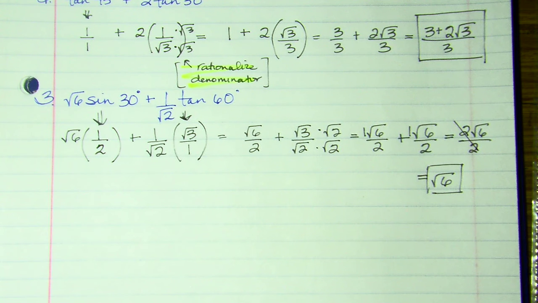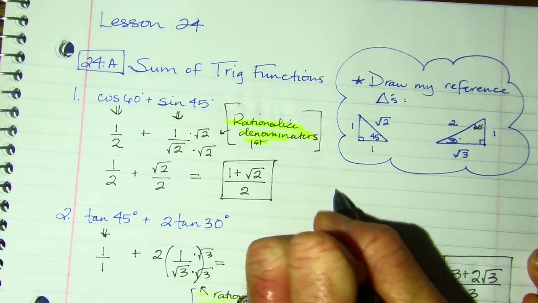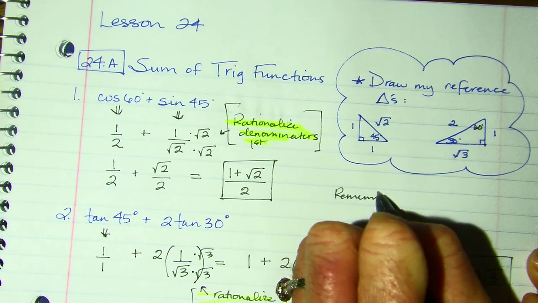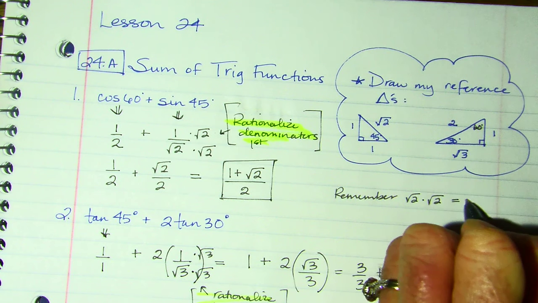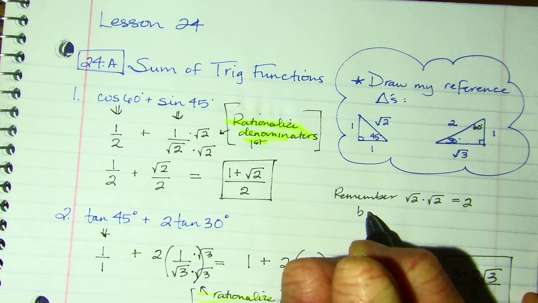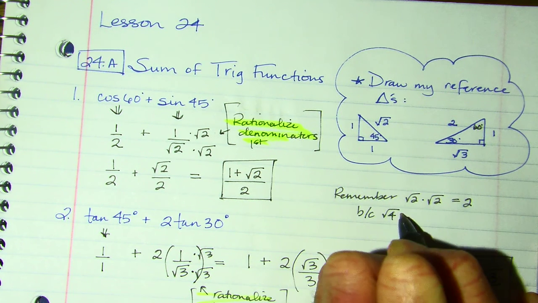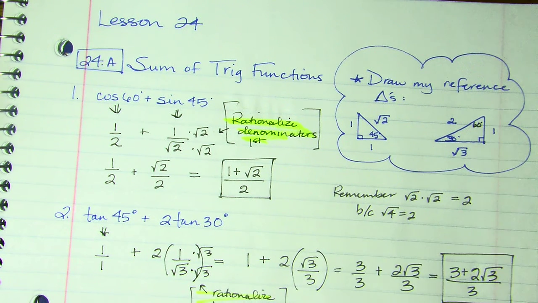Okay, so that's pretty much what you're going to see for those problems. Make sure you rationalize denominators, okay? And remember, root 2 times the root of 2 equals 2 because you get the square root of 4, which is 2. So remember that.